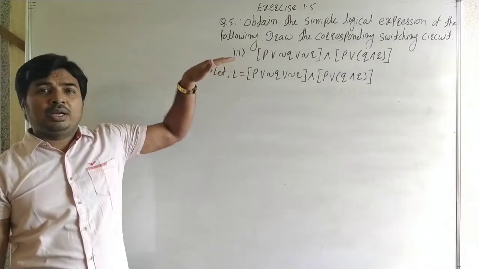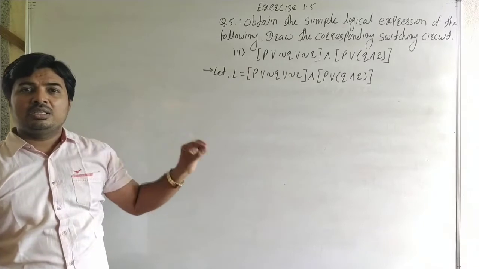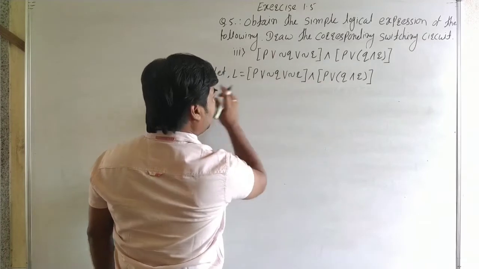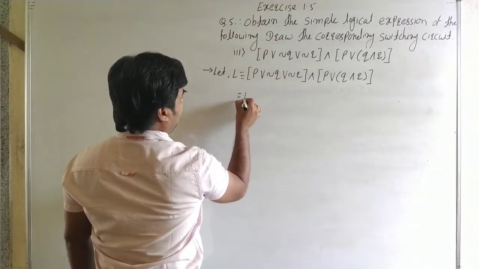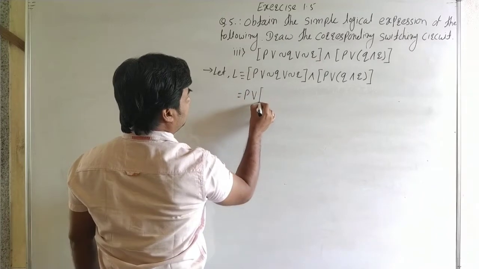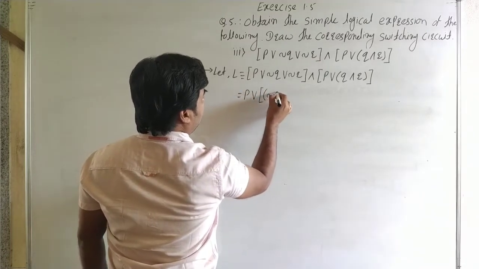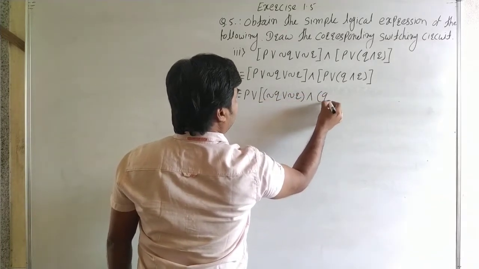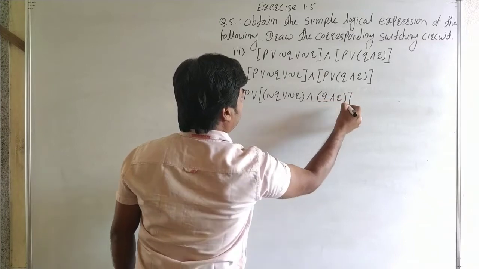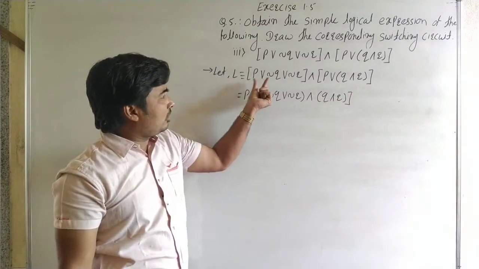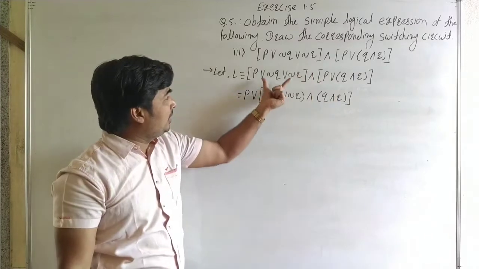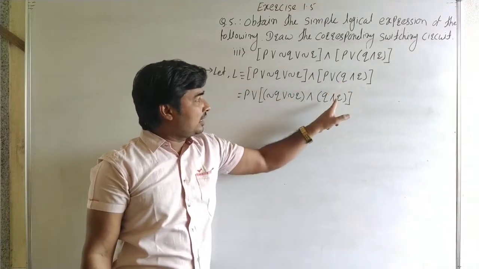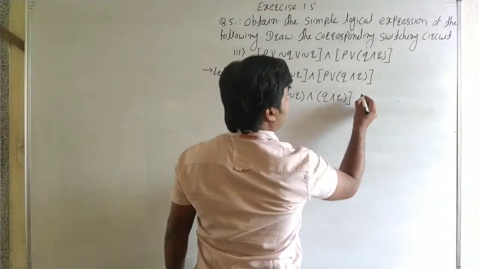Now we simplify this logical expression by using the algebra of statements. Here it is P or, and it is P or. Take P or common. When we take P or common, we get negation Q or negation R, and Q and R. Then the remaining is negation Q or negation R and Q and R. Here we use the distributive law.